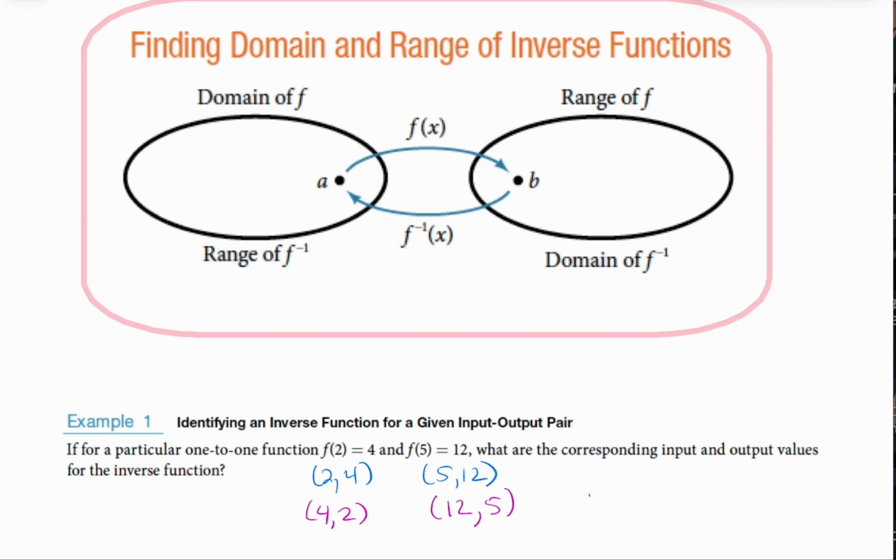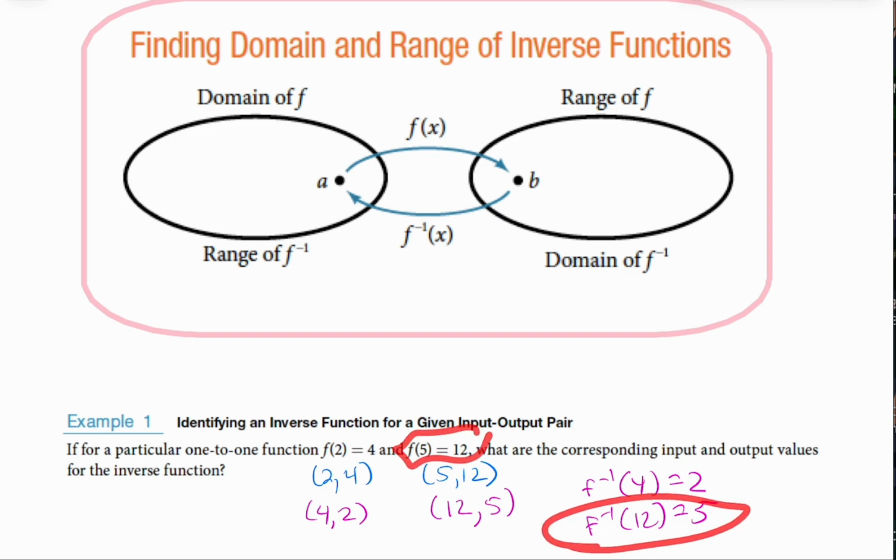So our inverse of 4 is 2. Our inverse of 12 is 5. You'll see how they have turned those around perfectly. So if the point (2, 4) is in the function, then the inverse will have to have the point (4, 2). And so then (5, 12) is in our function, so the point (12, 5) is in our inverse.